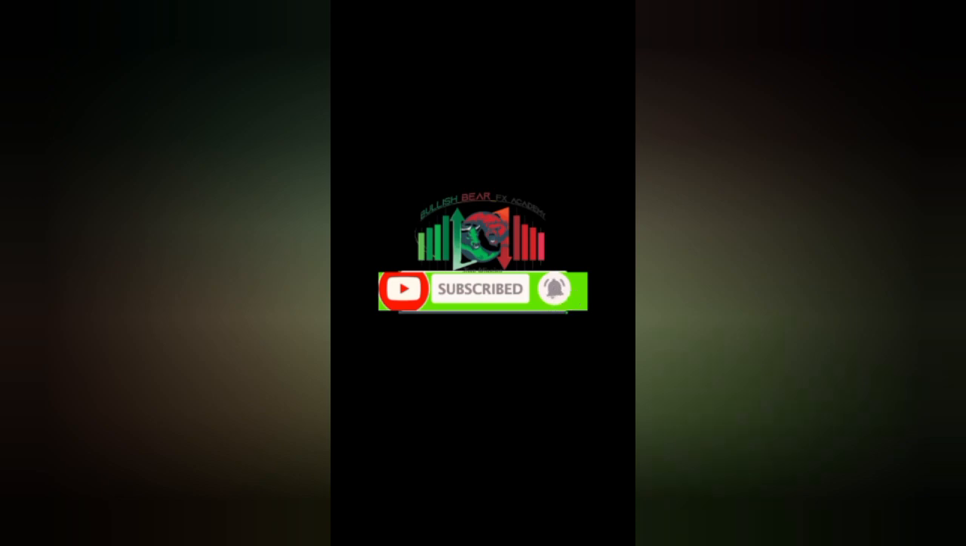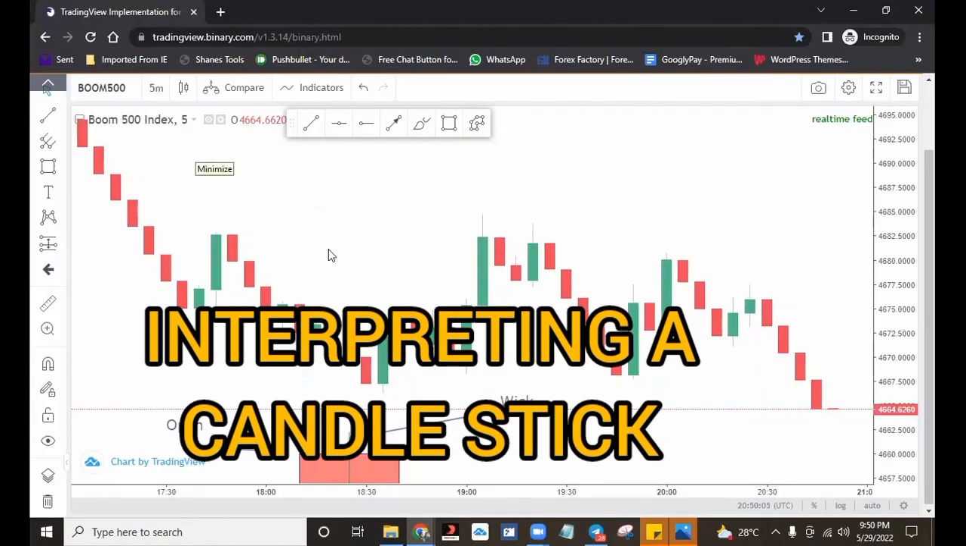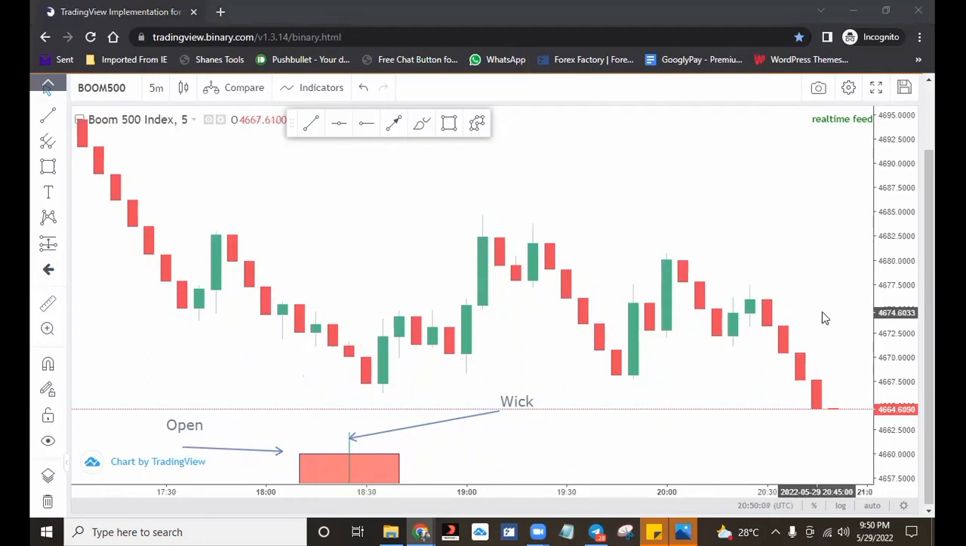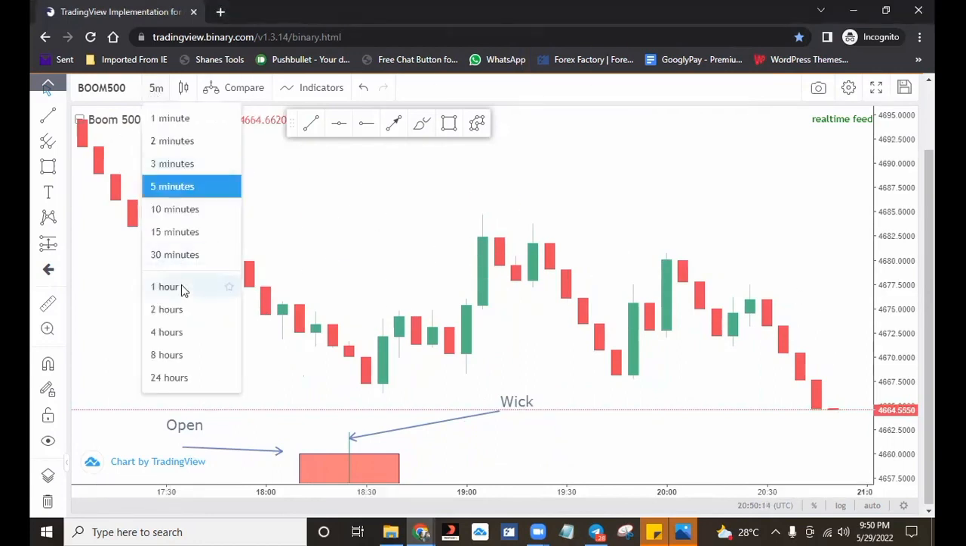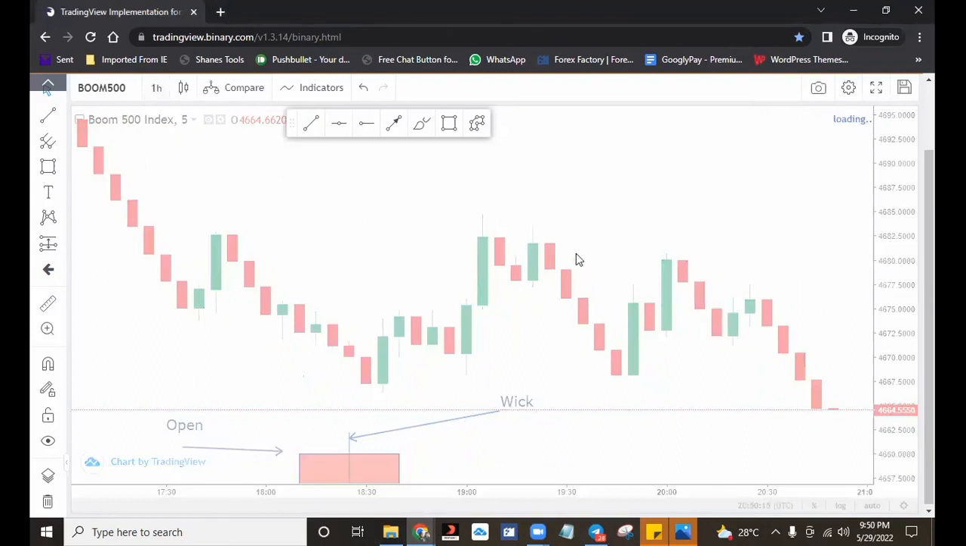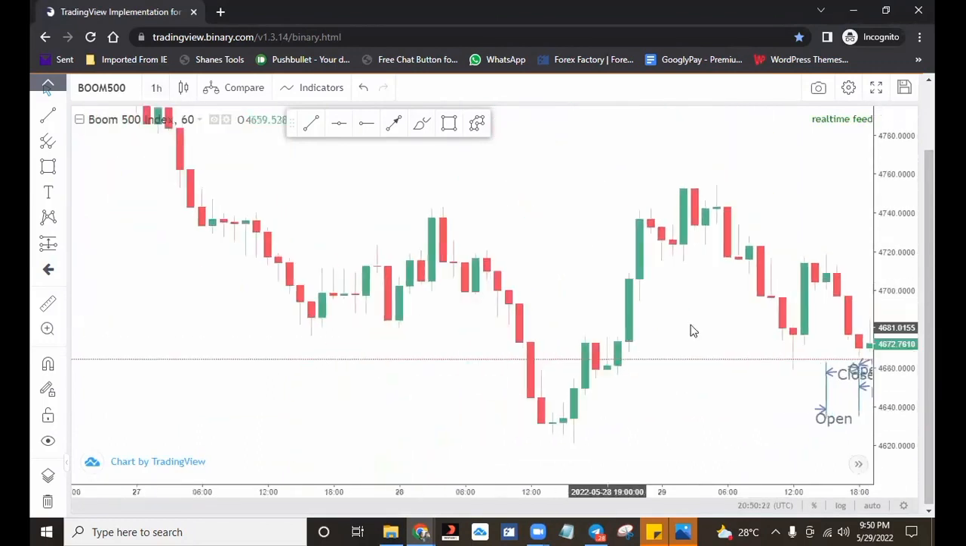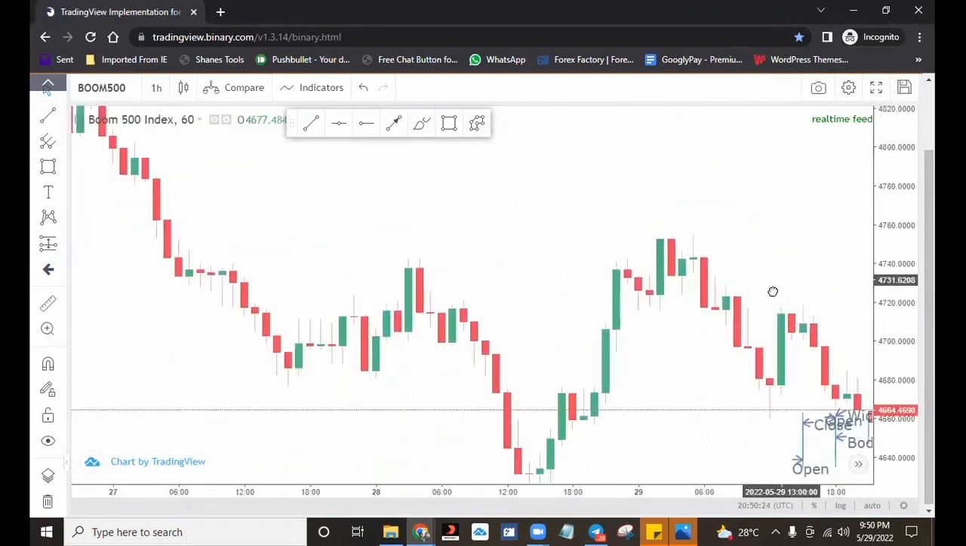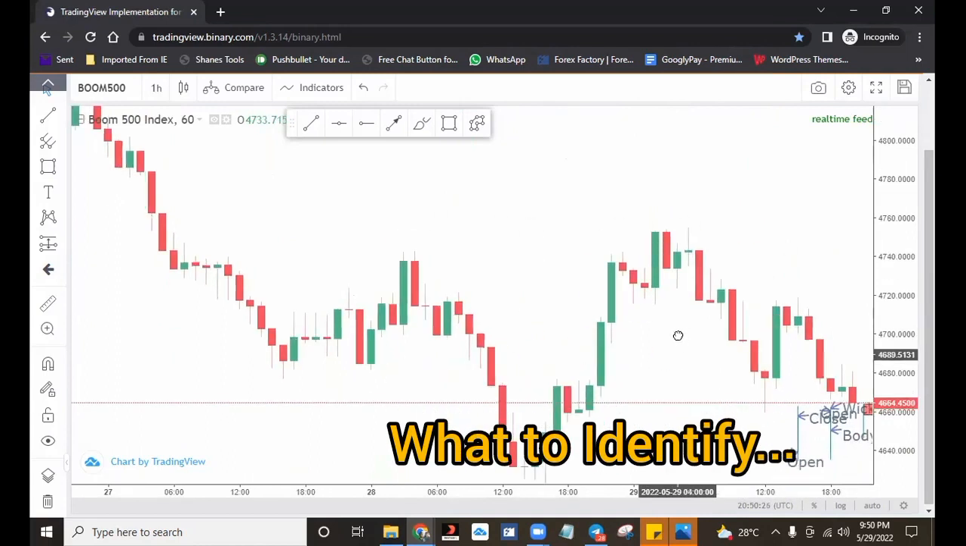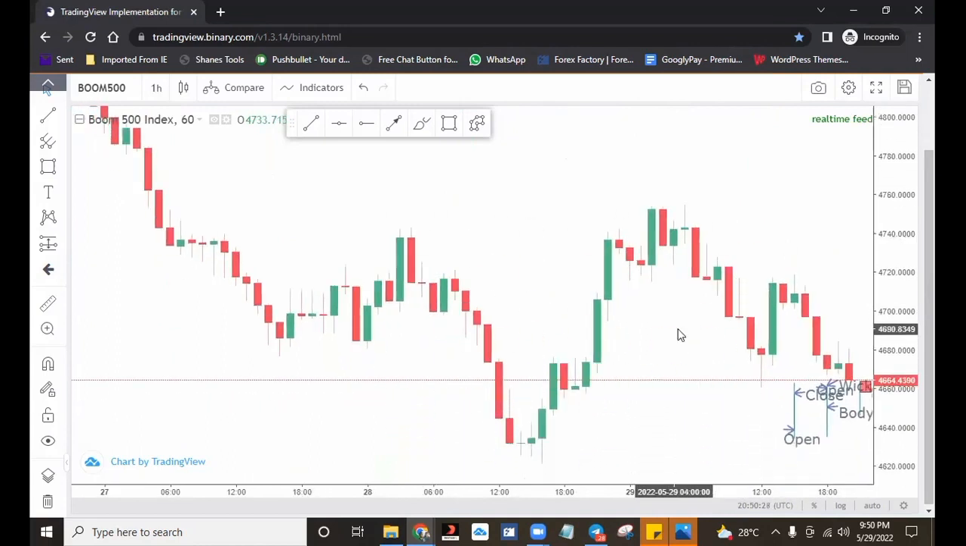Now let's begin. How do you interpret what a candlestick is telling you? For you to be able to interpret what a candlestick is really telling you, let's go to the 1 hour time frame so we'll be able to see all those things well and clear. There is something we always want to identify. We want to always identify where a move will begin or where it would end.